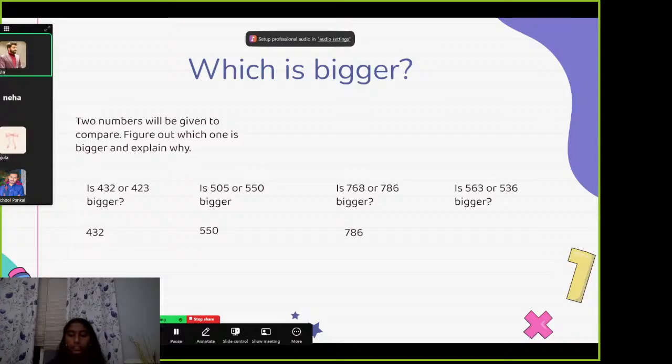And then there is 563 or 536. And similar to the other two questions, the tens place is changing from 6 to 3. And since 6 is bigger than 3, it would have to be 563 as the answer.